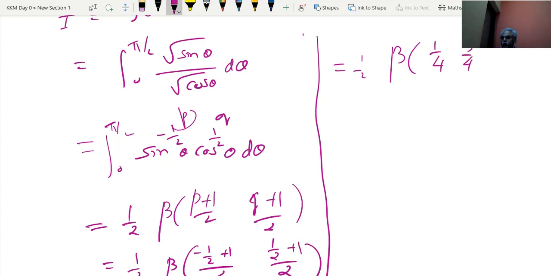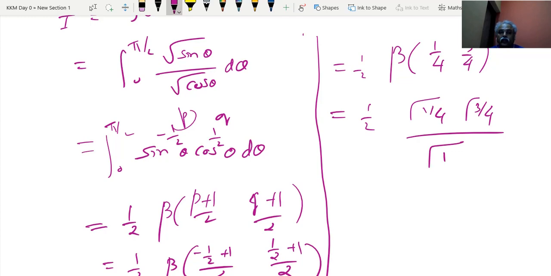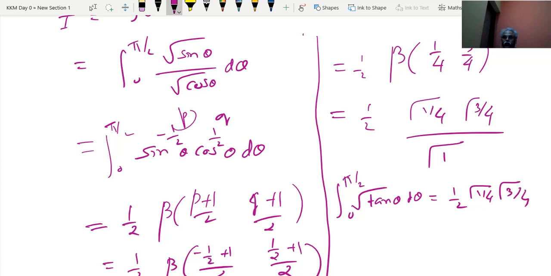Once we understand what this is, this is equal to gamma 1 by 4, gamma 3 by 4, divided by the addition of these two, we get gamma of 1. The final answer for integral 0 to pi by 2 square root of tan theta: so nice, beautiful question. Final answer is half as it is, gamma 1 by 4, gamma 3 by 4. Same answer is there for root tan theta.